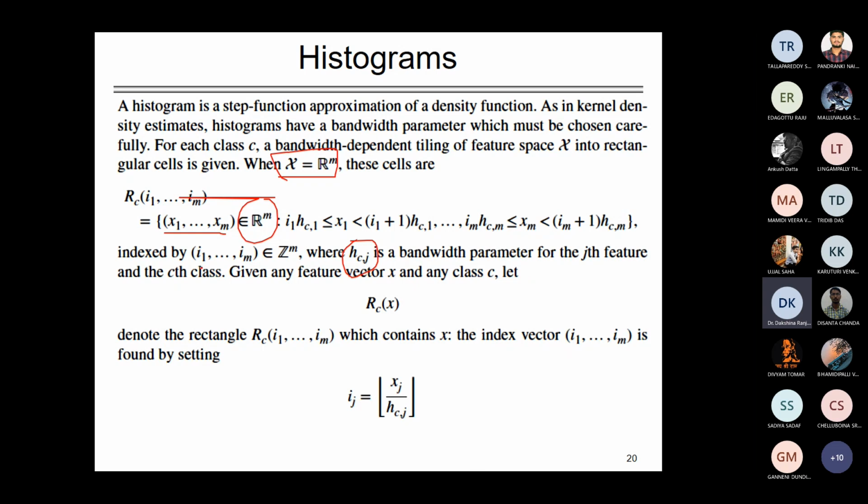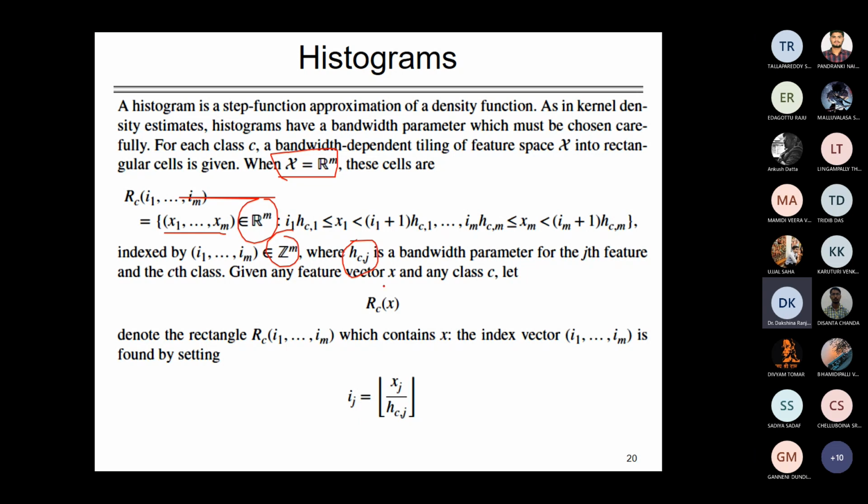So this i1 to im belongs to Z^m, and here h_Cj is the bandwidth parameter for the jth feature. If we consider a particular feature, the jth feature, then h_Cj means C represents a particular class C and j represents a particular feature in the Cth class. The corresponding parameter is called the bandwidth parameter.